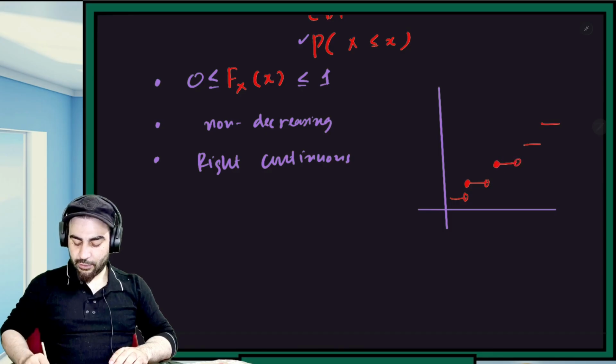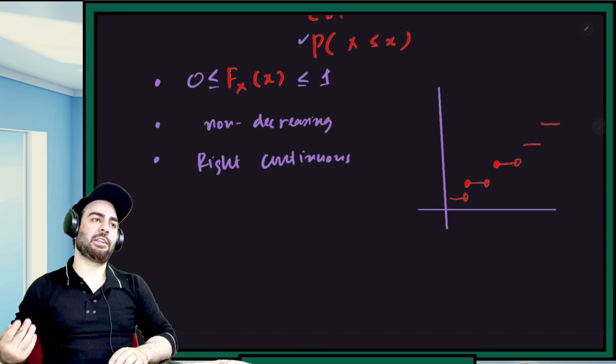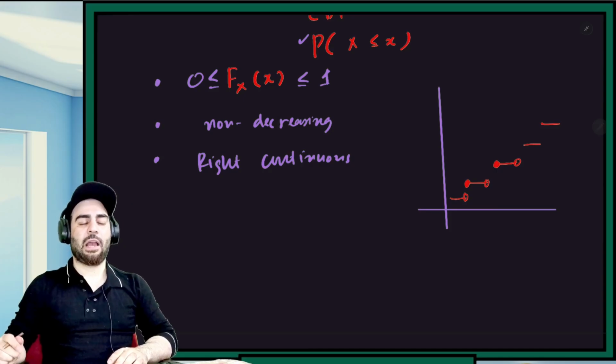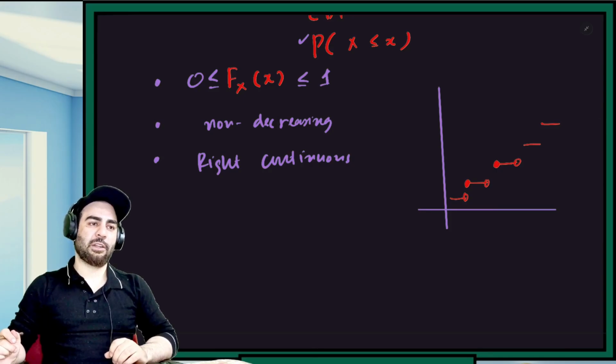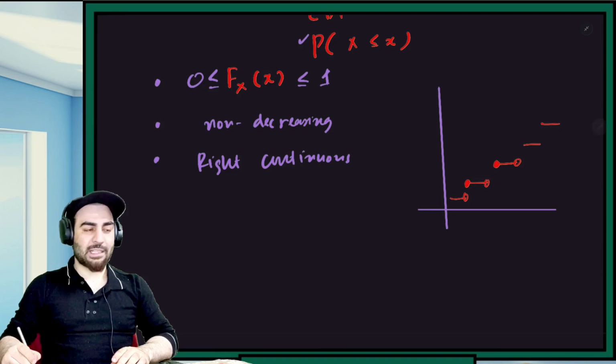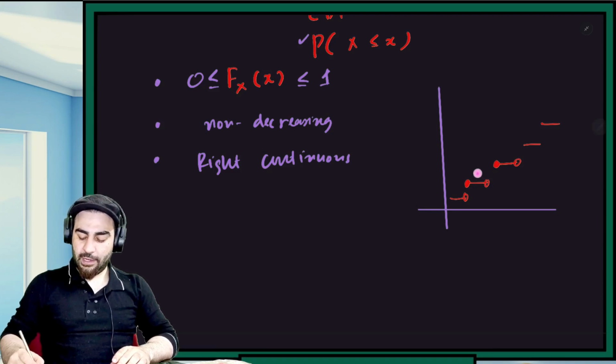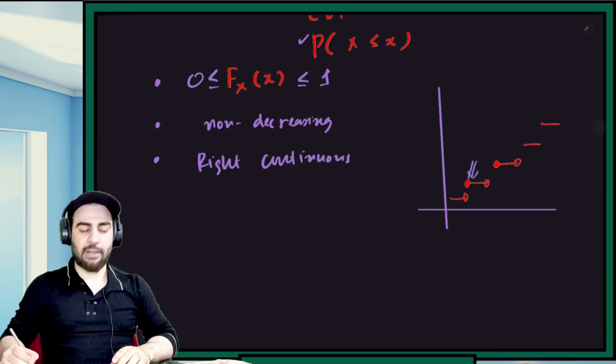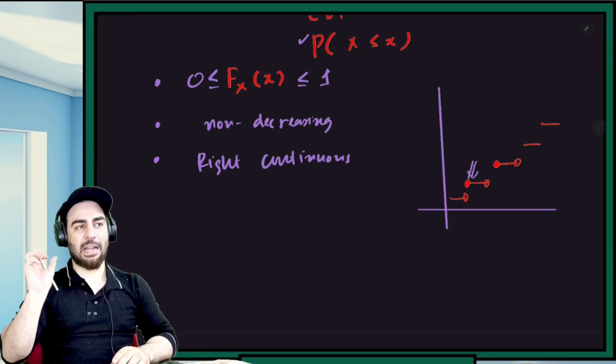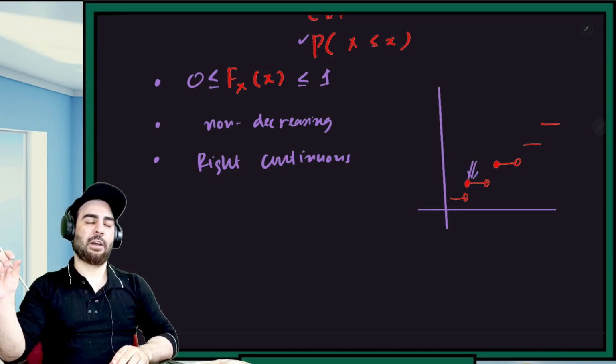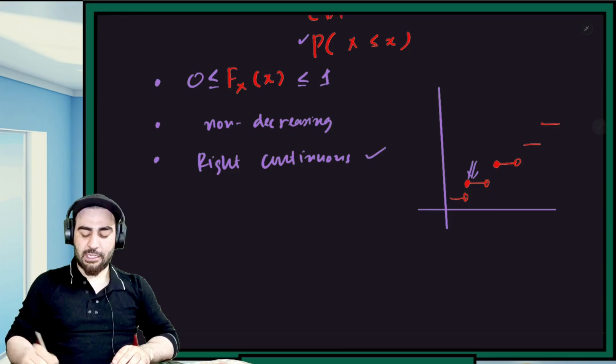So why is it right continuous? Let's suppose, what is the meaning of right continuity? I assume that you at least have some understanding of what continuity in a function is. Simply, if you see there are certain jumps over here. If you find the value of the function at this point and find the right hand limit, you will see the right hand limit and the value of the function at that point is the same. That's why it is right continuous, not left continuous.